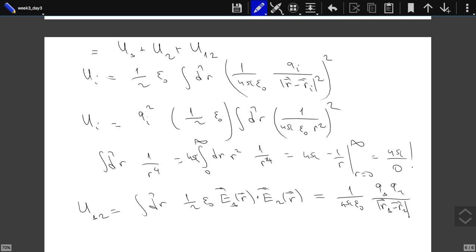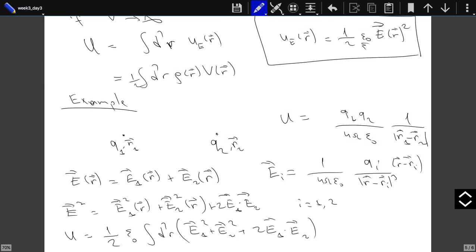It is this U12 term, which depends on the separation between my charges, that gives this energy in the discrete case.